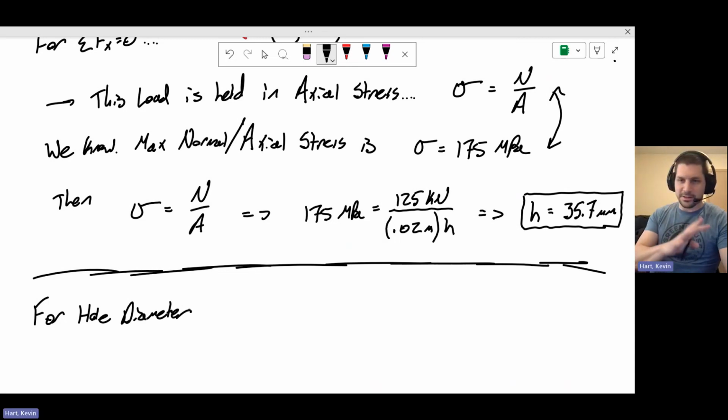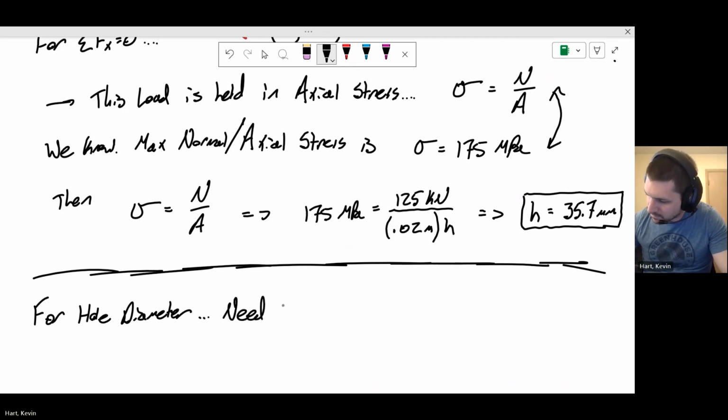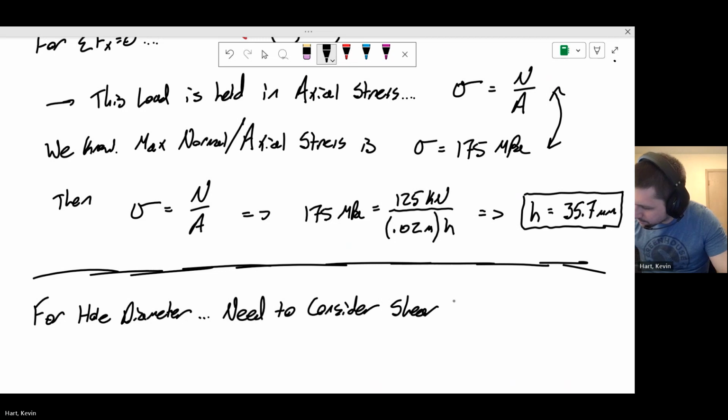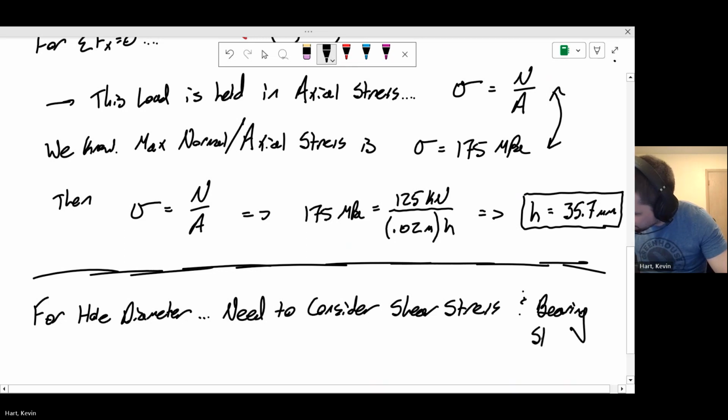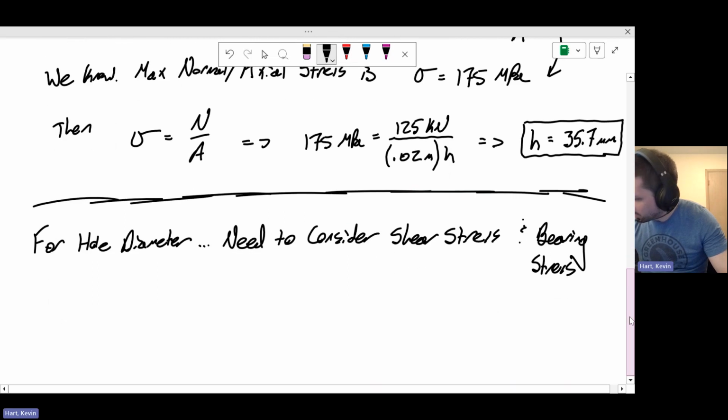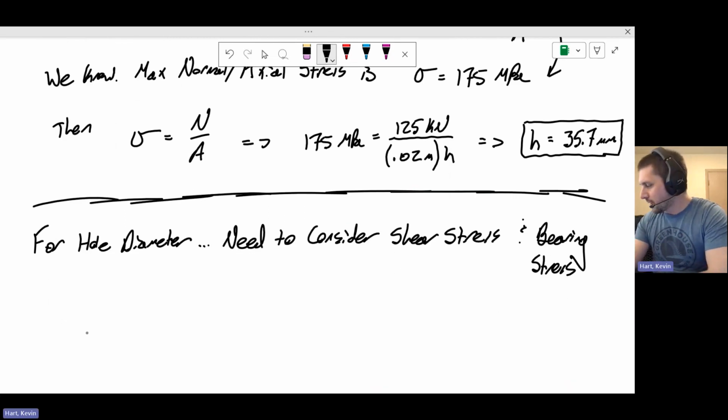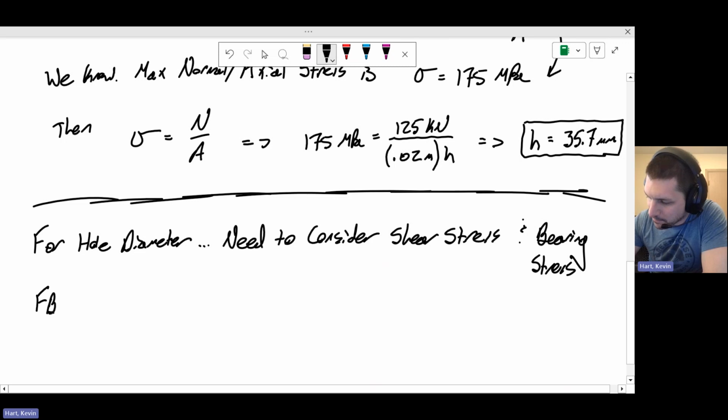we have to really consider two stresses. The shear stress and the bearing stress. And let me explain why that is. Let's look at the pin, or the bolt as they call it in this case. So let's look at a free body diagram of the bolt.